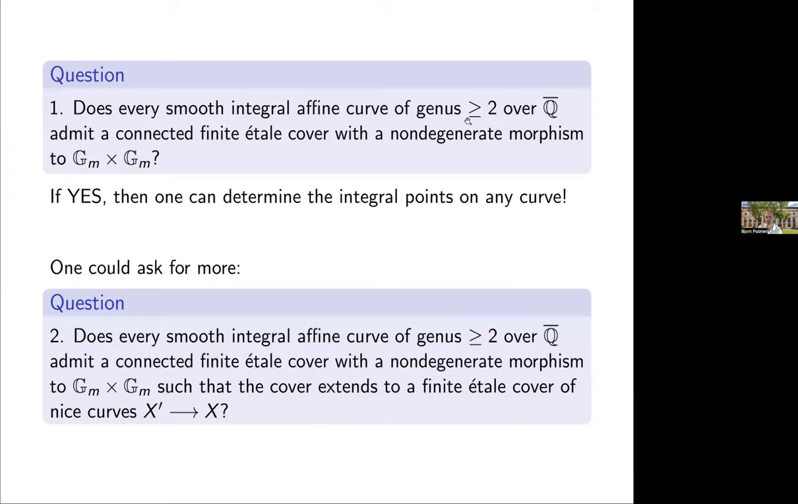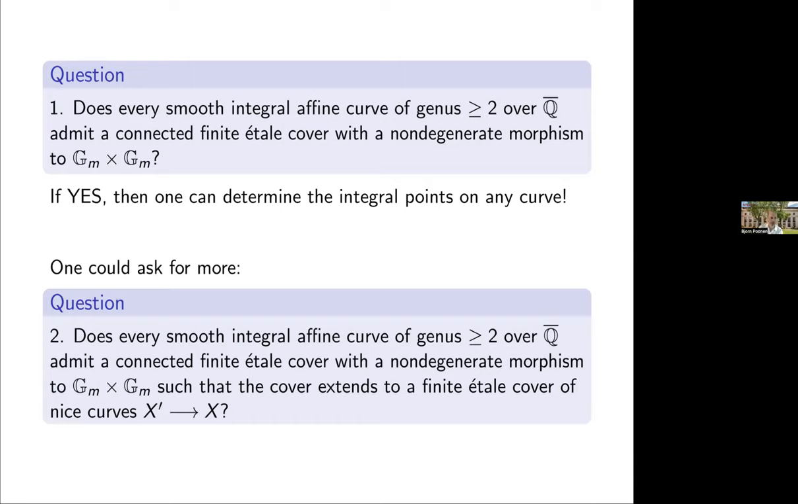I'll assume genus at least two from now on, because by the Baker-Coates theorem on the previous slide, the genus one curves are taken care of already. So the interesting cases are genus at least two. And they're always over some number field, so I might as well just say it's over Q bar. And now it's a purely geometric question. Is it true that every such affine curve U has a finite étale cover that has a non-degenerate morphism to G_m cross G_m? In other words, has a finite étale cover to which Bilu's theorem can apply? Because if the answer is yes, then the big problem has been solved, so that you can determine the integral points on any smooth affine curve over any number field.